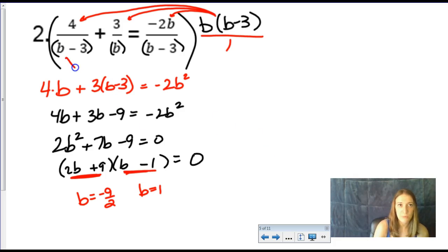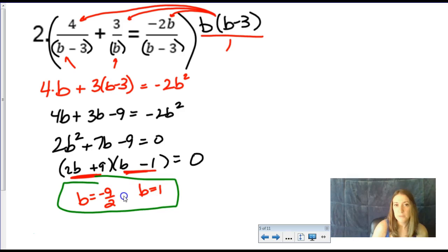And then I think about what would be a problem for this problem. And 0 would be a problem, and 3 would be a problem. Good news is neither one of those are my solutions. So they're both going to work.